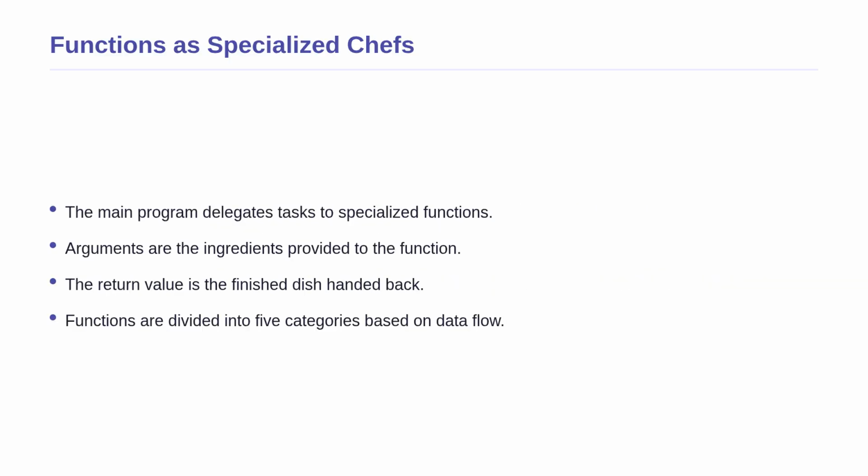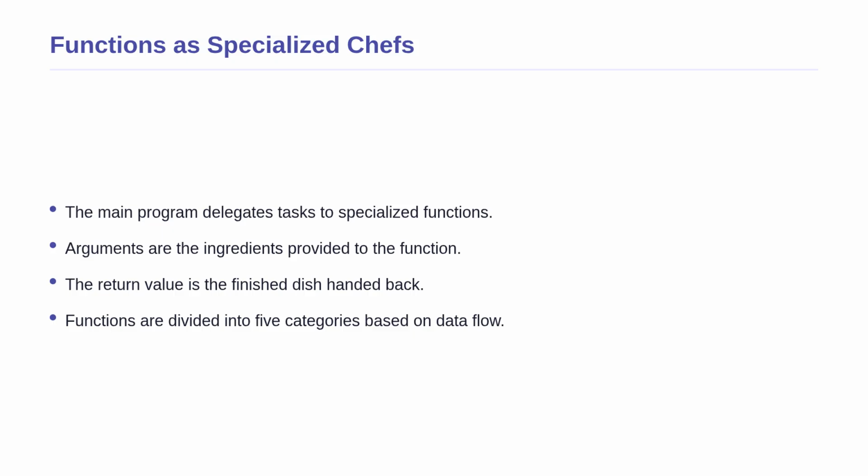To start, imagine you are managing a busy restaurant kitchen. You, acting as the main program, need to delegate specific tasks to your specialized chefs, which represent our functions. When you hand a chef some ingredients, we call those arguments or parameters. When the chef finishes cooking and hands you back a completed dish, that is our return value.